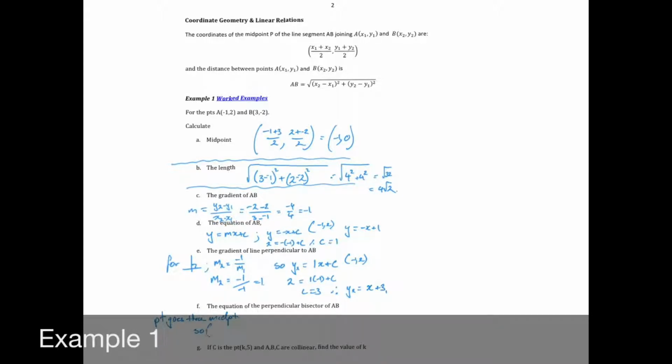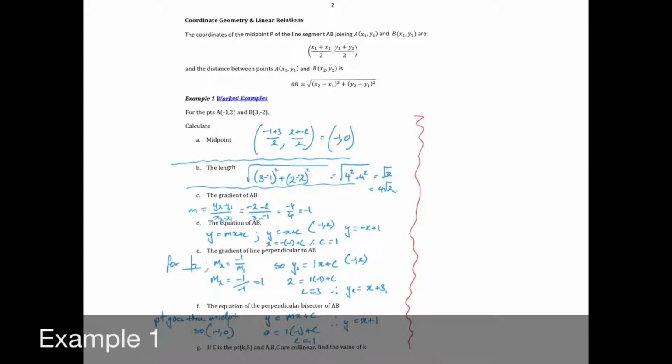But for the perpendicular bisector, this time we need a specific point, and the bisector goes through the midpoint. From earlier we saw the midpoint was negative 1, 0. So here's where we find the equation of our line. We substitute negative 1, 0 in. We know the gradient of our perpendicular line is positive 1. So again, rearrange, we'll get c equal to 1. And so my perpendicular bisector is y equals x plus 1.